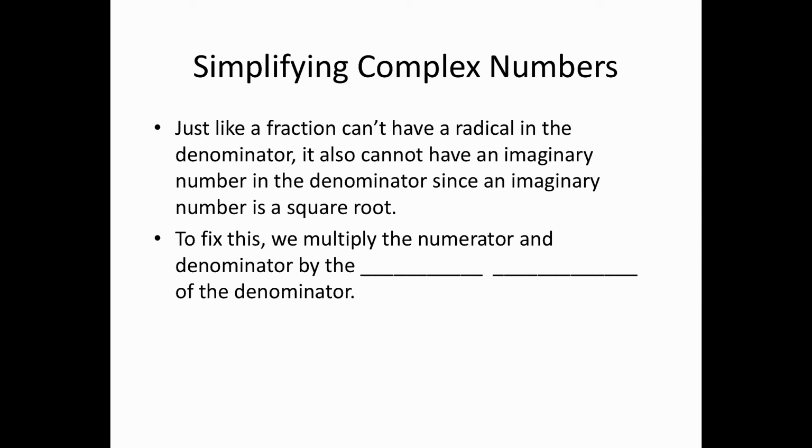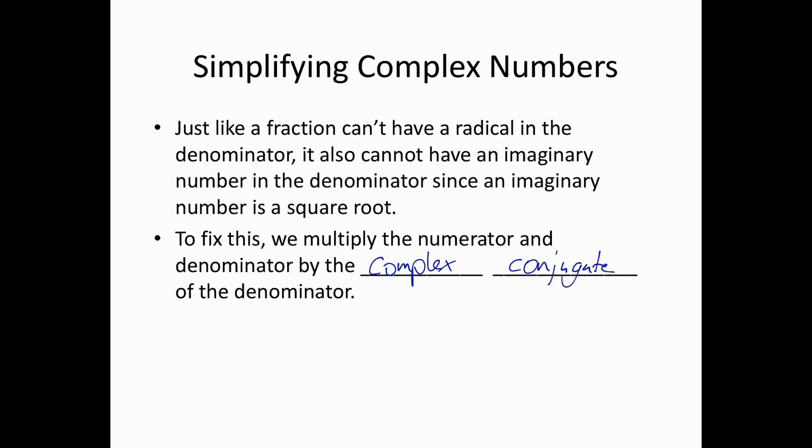So just like we've been dealing with fractions in the past where you don't want to have a radical in the denominator, we also don't want to have an imaginary number in the denominator because it also is a radical. So in order for us to fix this, we're going to multiply the numerator and denominator by the complex conjugate, what we just practiced a minute ago, of the denominator. So the complex conjugate of the denominator.